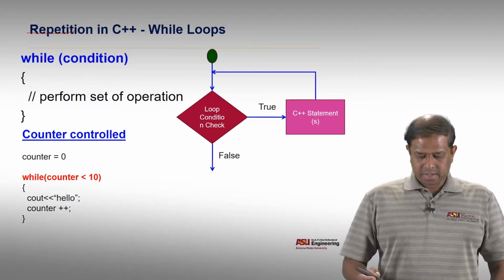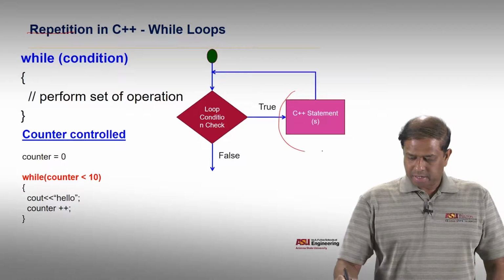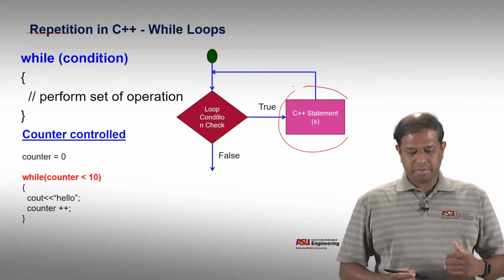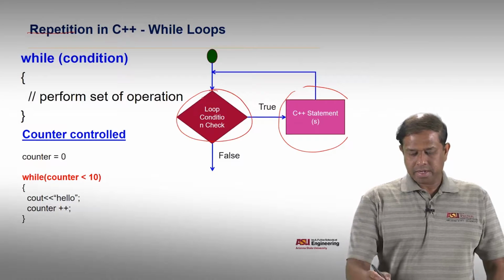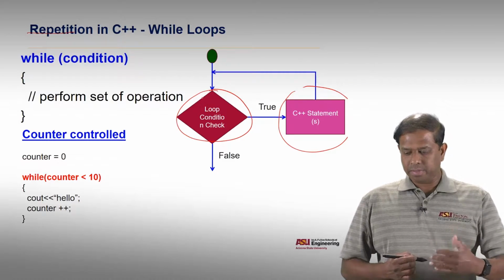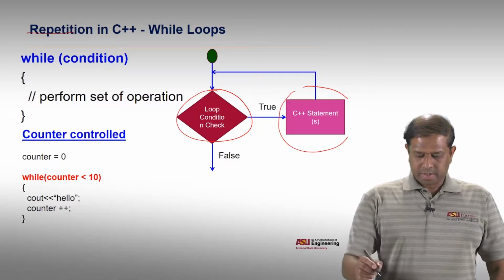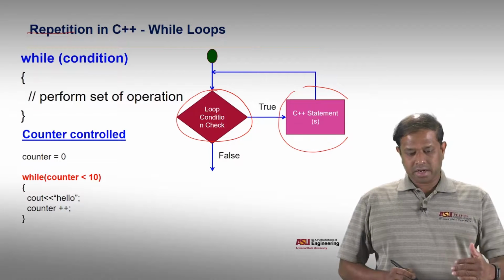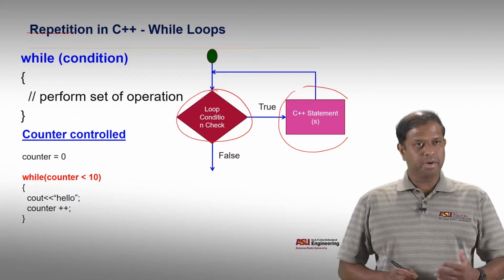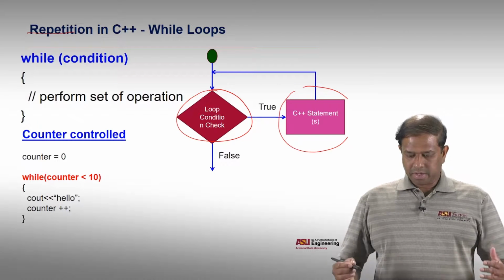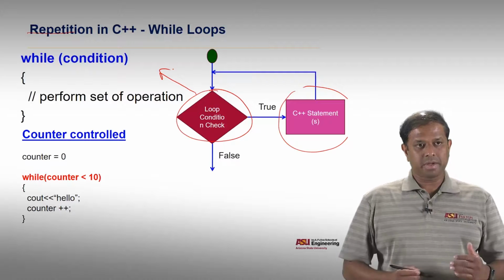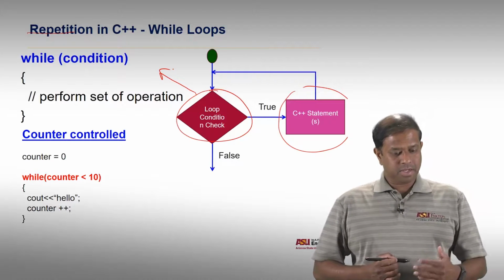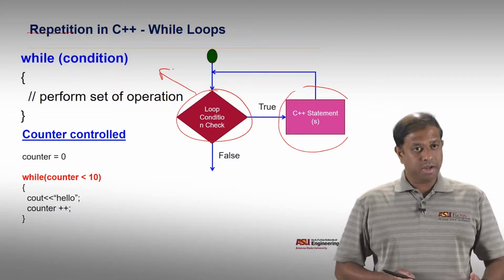First, the set of statements that needs to be repeated, and also the condition check that determines whether we need to repeat or not, as well as the starting point and the ending point for the repetition. Now when you group all of these things together, we can put them into different C++ constructs. One such commonly used construct is the while loop.